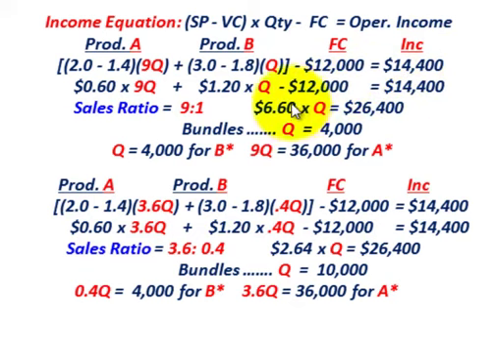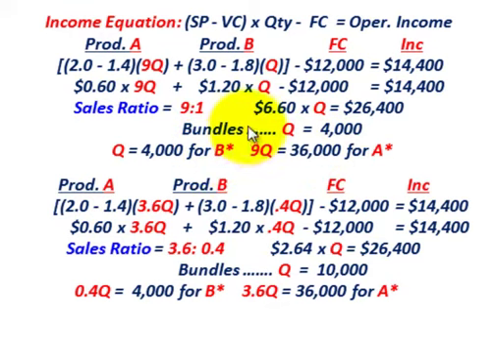So now after we've solved for Q here, that $6.60 is the contribution margin per bundle, divided into 26,400, and Q would equal 4,000. And that's divided up here where you're going to have 1 Q for B. Product B is going to have a quantity of 1 per bundle, so they're going to have 4,000 here. So the quantity for B is 4,000, and for A we'd have 9 of those. Each bundle has 9 in it, so 9 times 4,000 is 36,000. So that's a total of 40,000 here.